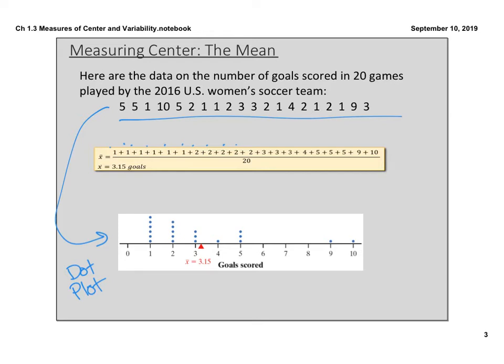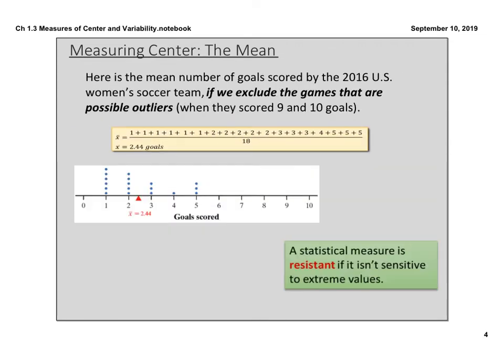So I want you to pay attention to what you're seeing here. You're seeing this 9 and 10 up here, which is part of our data, but 9 and 10 are very clearly outliers. They're very clearly far away from the pattern of data. And our mean is at 3.15 right now, including the 9 and the 10, okay? So now, what happens if we take those out? If we exclude the games that are possible outliers, the 9 and the 10, how does that change?